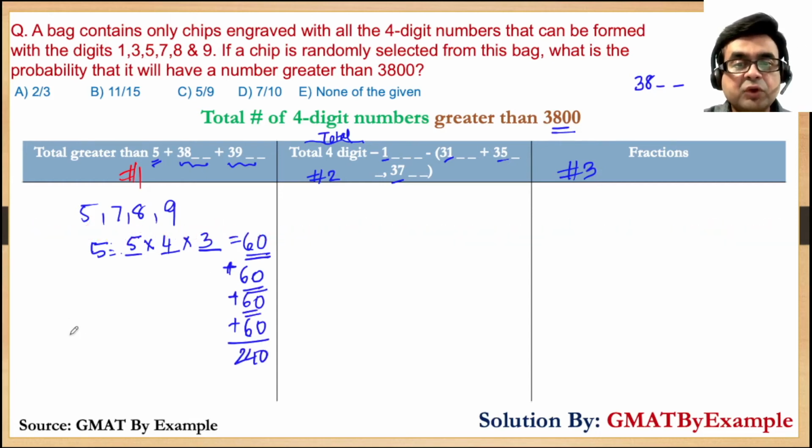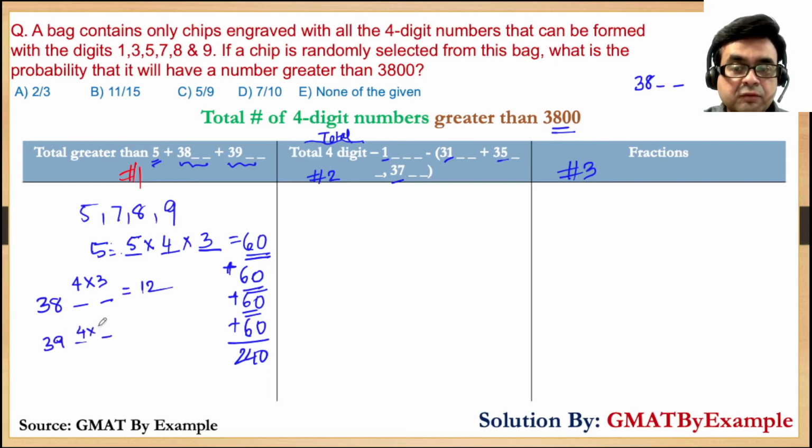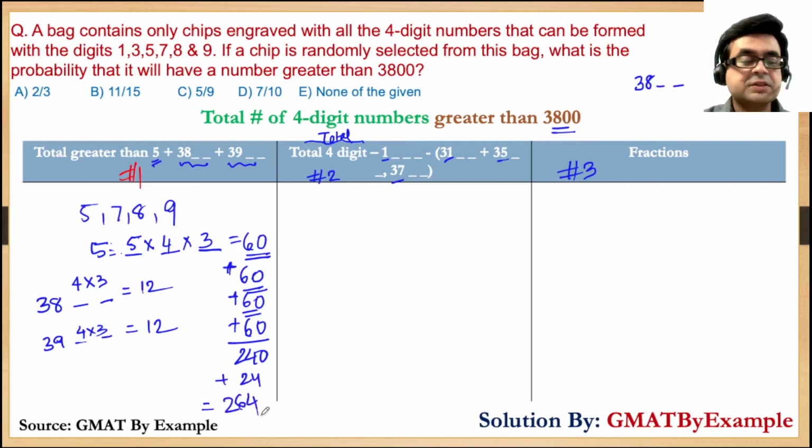Another thing that we would now do is add all the numbers that start with 38. So here I have fixed the first 2 numbers and I have 2 other numbers available from the 4 numbers. So this will be 12 ways, and similarly 39 would also be 12 ways. So that is plus 24, and this gives us 264 as the possibility. Similarly, we can go the other route.